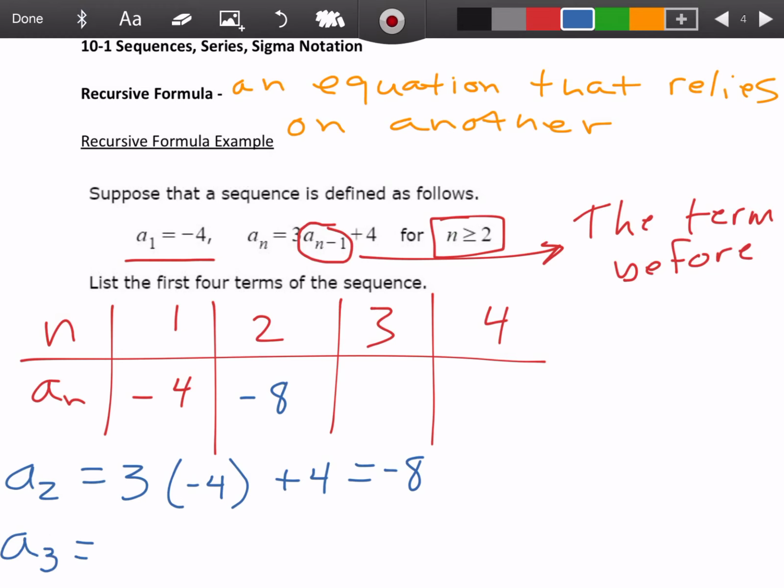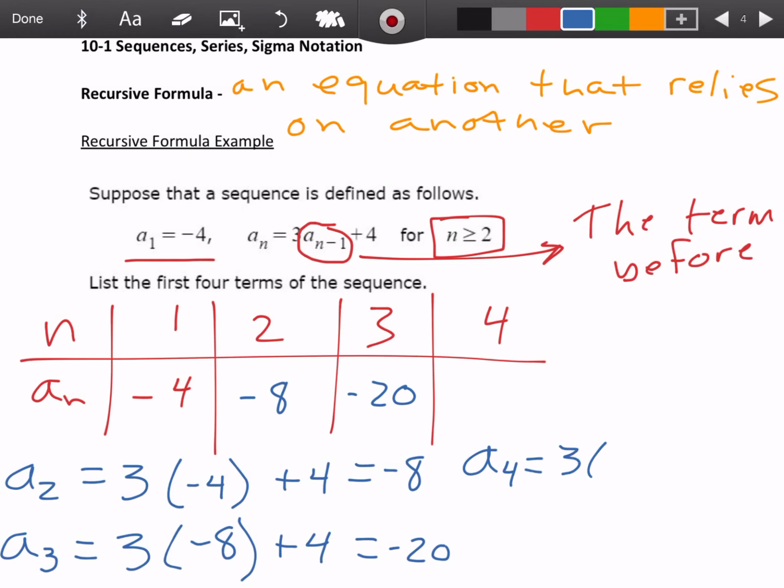Then we have a of 3. Well, then we have to go 3 times the term before, which we just found, that would be negative 8, plus 4. So 3 times negative 8, that would be negative 24, plus 4, that would be negative 20. And a of 4, we would say 3 times the term before it, which would be negative 20, plus 4. So this would be negative 60 plus 4, that would be negative 56. And then you could obviously keep using that equation to keep going.